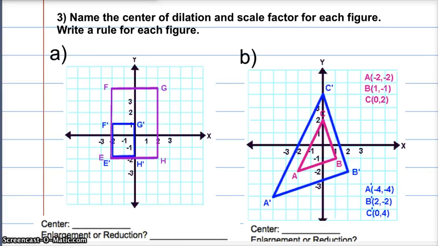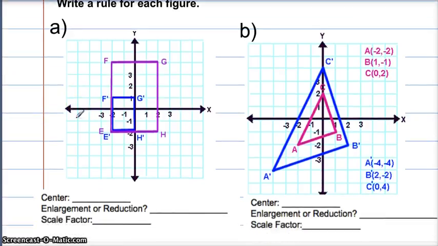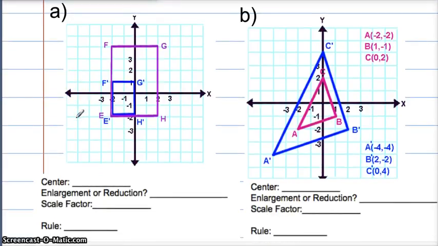So in looking at these examples A and B, it's asking for the center, the type of dilation, scale factor, and the rule. The center of dilation for this particular example is point E, as it's a point on the pre-image. So the center is E, or you can list it as -2, -2. How to determine if it's an enlargement or a reduction? Find the original E, F, G, H, and then find the prime, E prime, F prime, G prime, and H prime. Notice that from the original, it went down to the prime, so this has been a reduction.